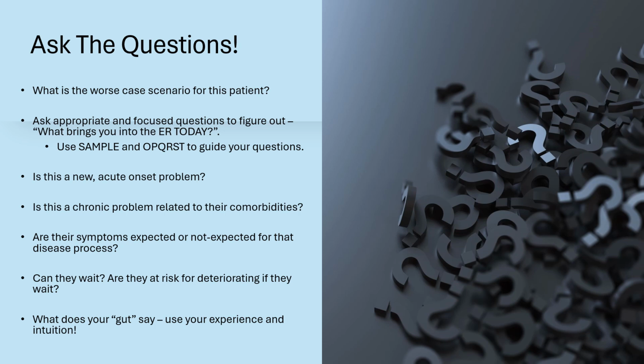And then again, as we talked about earlier, is this a new acute onset problem, or is this an expected finding, which is related to their chronic problem or related to other comorbidities, right? Are their symptoms expected or not expected for that disease process? Can they wait? Are they at risk for deteriorating if they wait? If not, they need to come back sooner, higher acuity level.